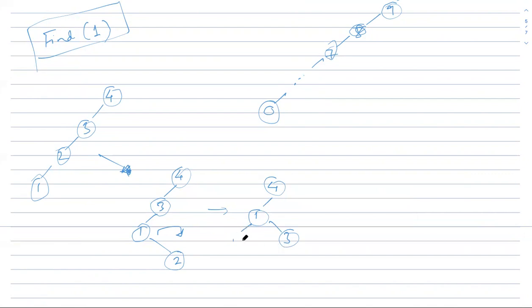The left child of 3 would become 2. The right child of 1 becomes the left child. So you will get this kind of configuration. So you can see the pattern that it is going to follow.